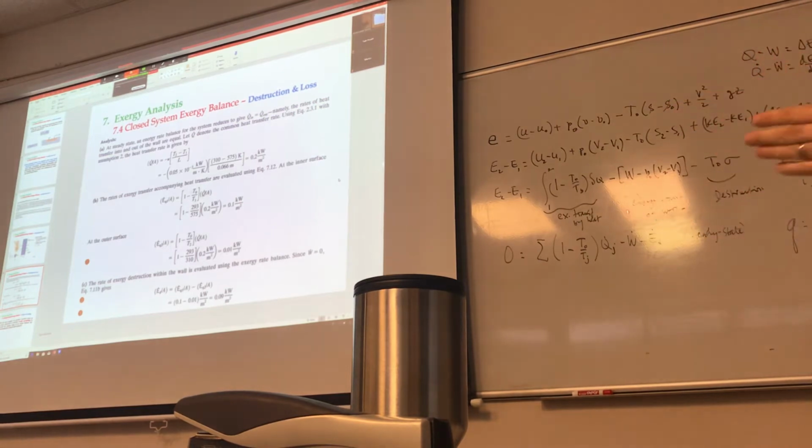Of course there is no work involved in this problem, but you see that the exergy change is the exergy transfer minus the destruction.